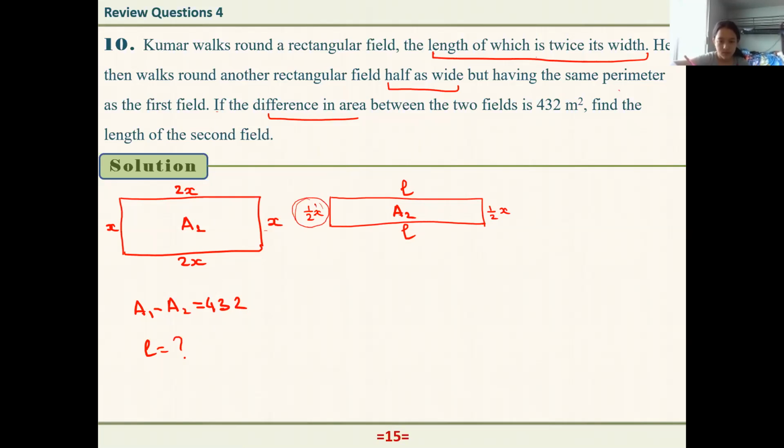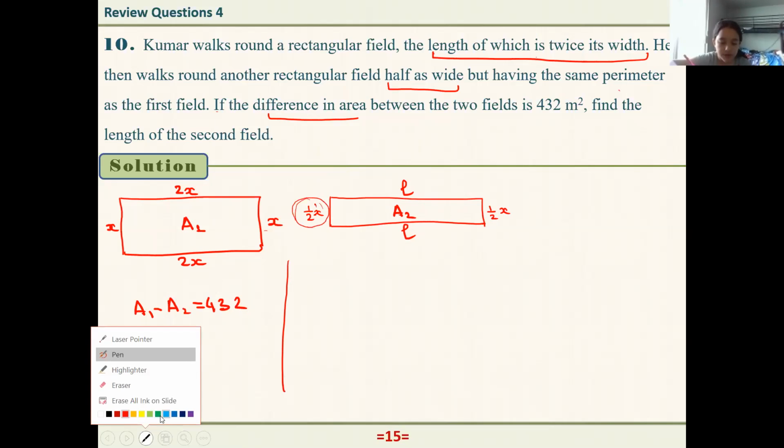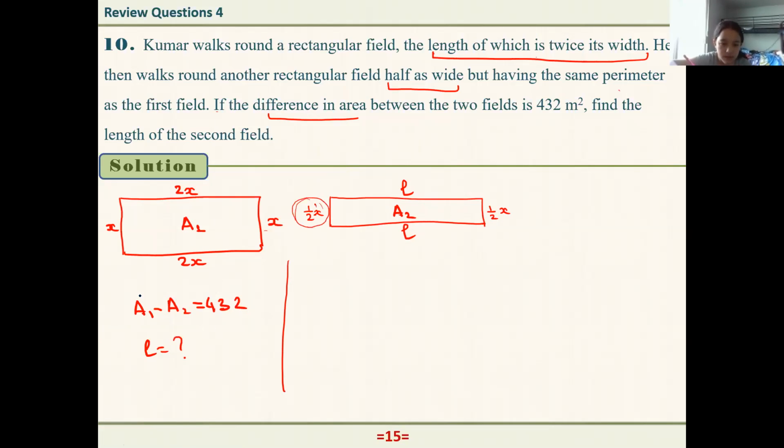Can you solve it? I think so. Just tell me, how can we solve this problem? Well, first, we need to find capital A1, right? What is the area of the first rectangular field? Let's see. That's 2x times x, right? So that is 2x squared.